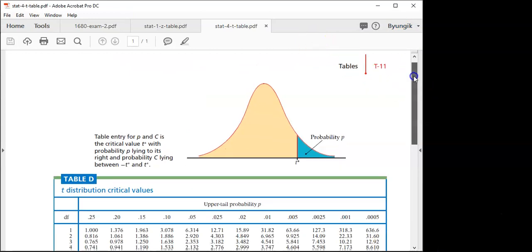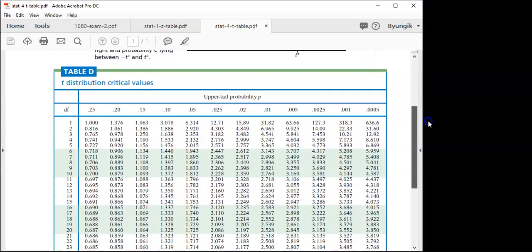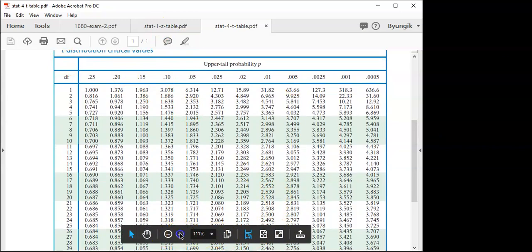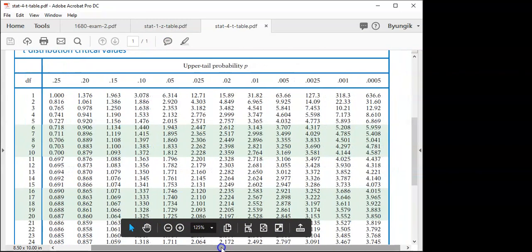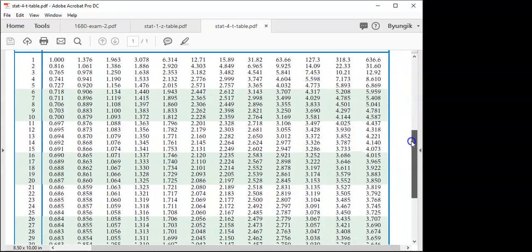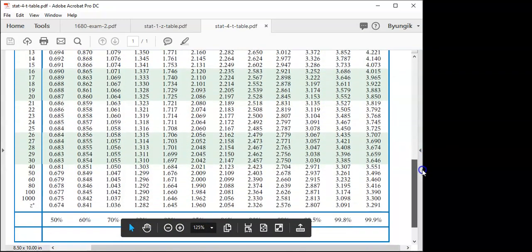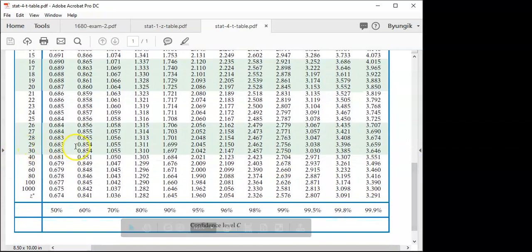Here's a t-table. The degree of freedom was 29, so let's go. Maybe I should increase the font a little bit further. Okay, that's better. 29 is down here, over here where my mouse is. And then we want the 95% confidence level. It's this one. I'm having a little difficulty highlighting. Okay, I succeeded. 2.045.